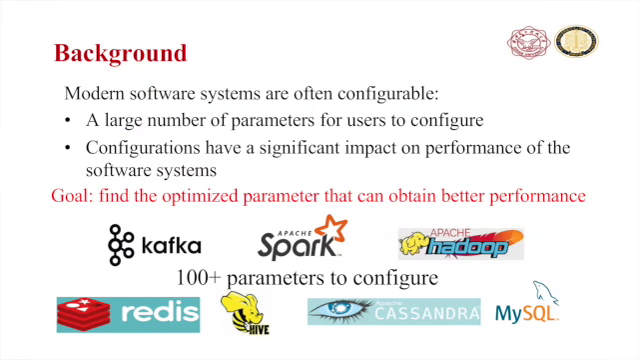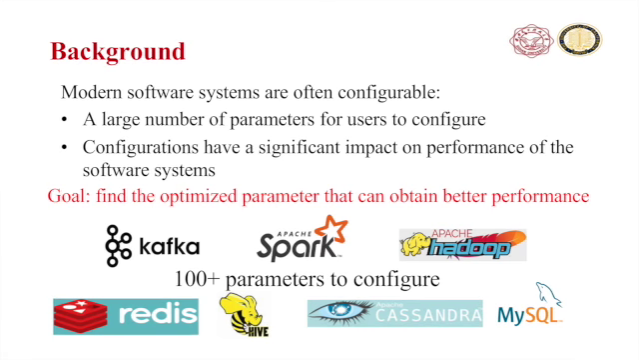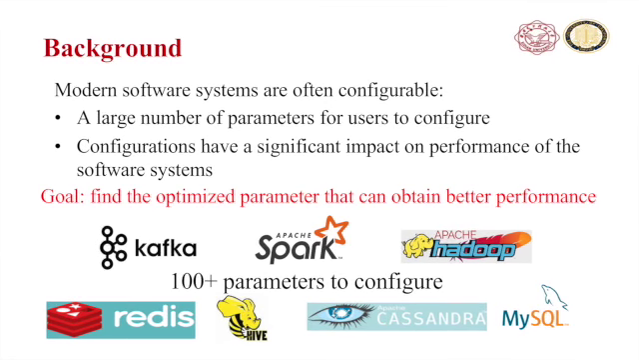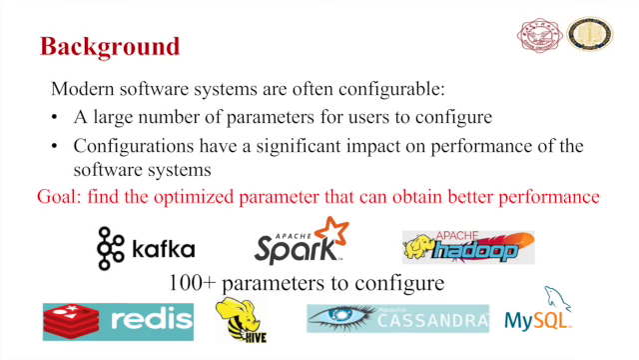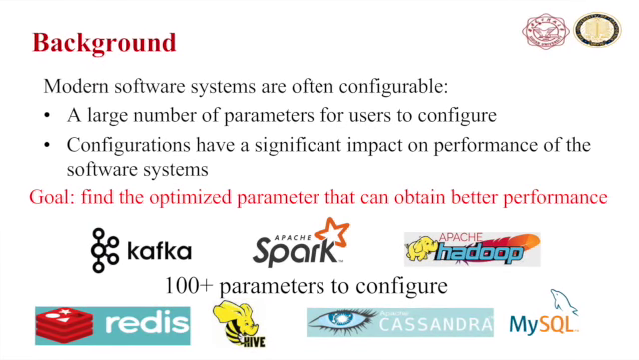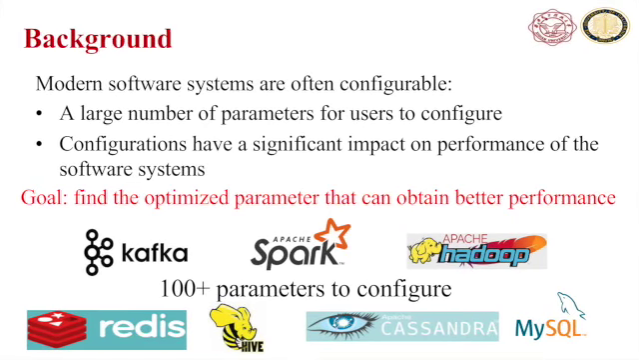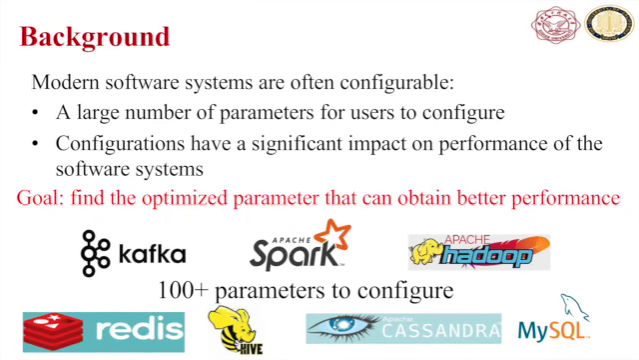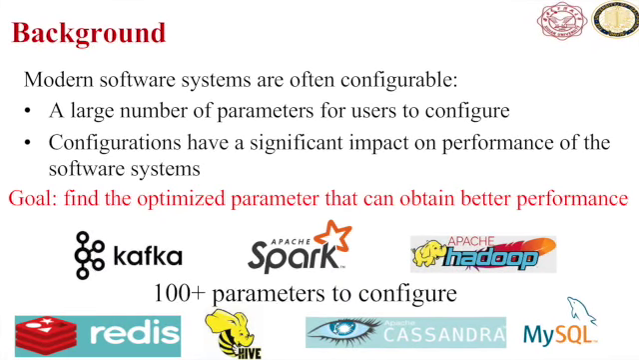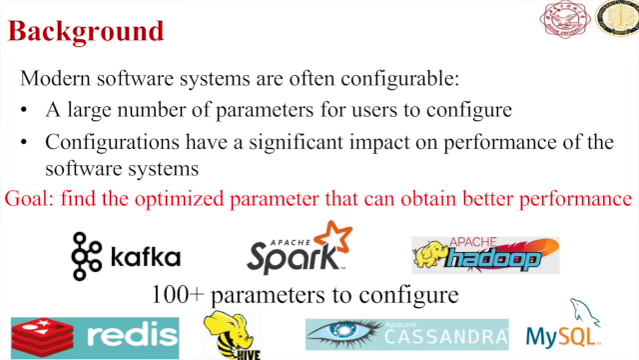Configuration has a significant impact on performance because software systems are complex, with many configuration options that control almost all aspects of their runtime behavior. Tuning a large number of configuration parameters requires a deep understanding of the target system and usually surpasses the ability of a typical user. As a result, users often have to accept the default setting. Some organizations hire a human expert to configure their software system. So our goal here is to find the optimized parameters that can obtain better performance.